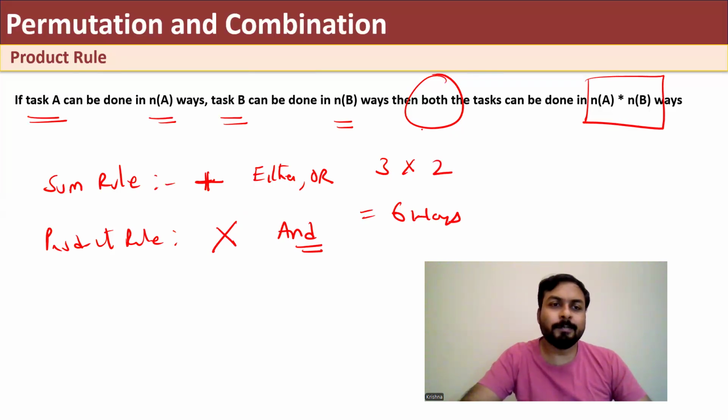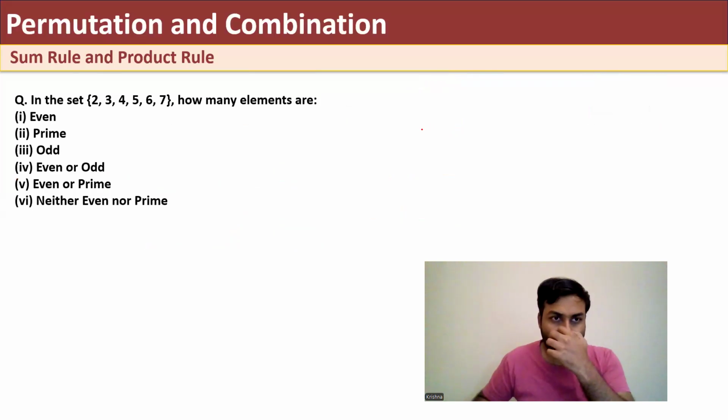Let's see some questions. Let's see this question. The set 2, 3, 4, 5, 6, 7: how many elements are even? How many are prime? How many are odd? How many are even or odd? How many are even or prime? And neither even nor prime. Okay. So let's solve this.